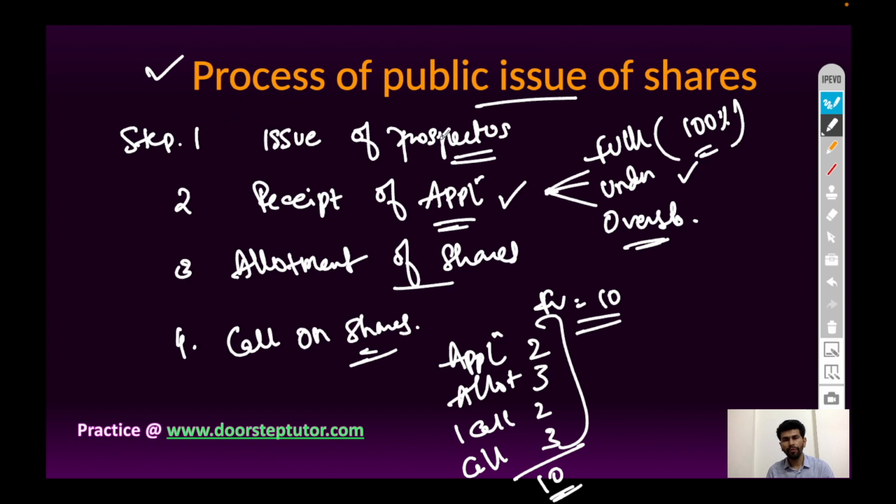First, issue of prospectus. Then those persons who are interested in shares of the company will provide application along with application money. Then the company will allot shares to the applicants, and lastly the company asks for calls on shares to pay the balancing amount due on shares.